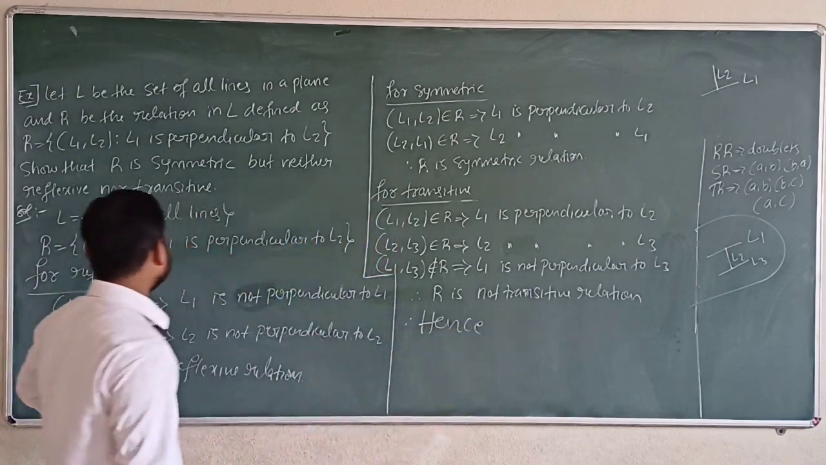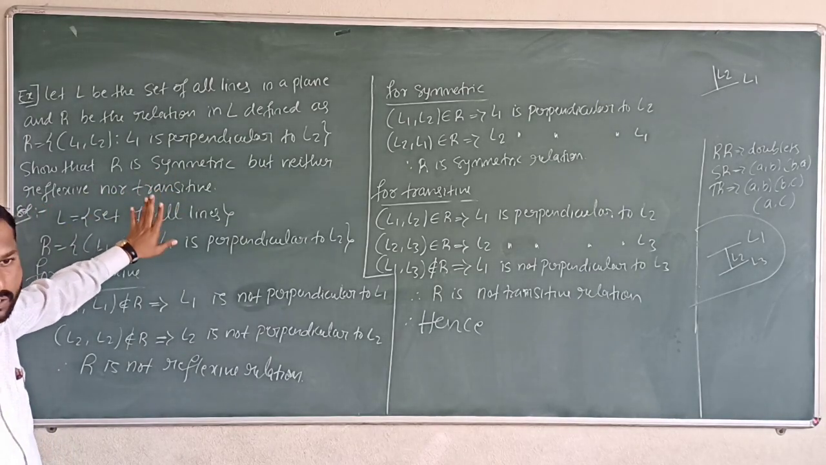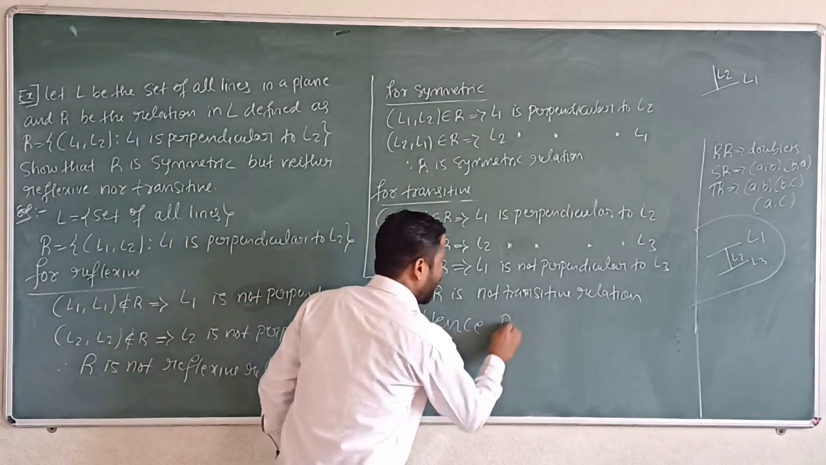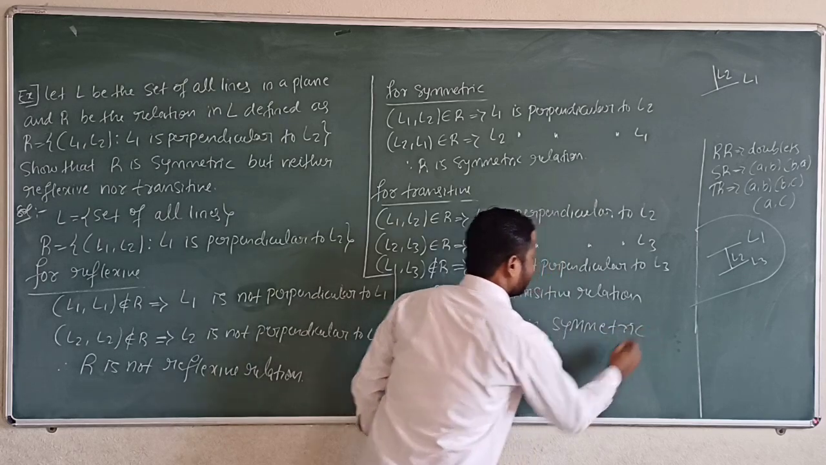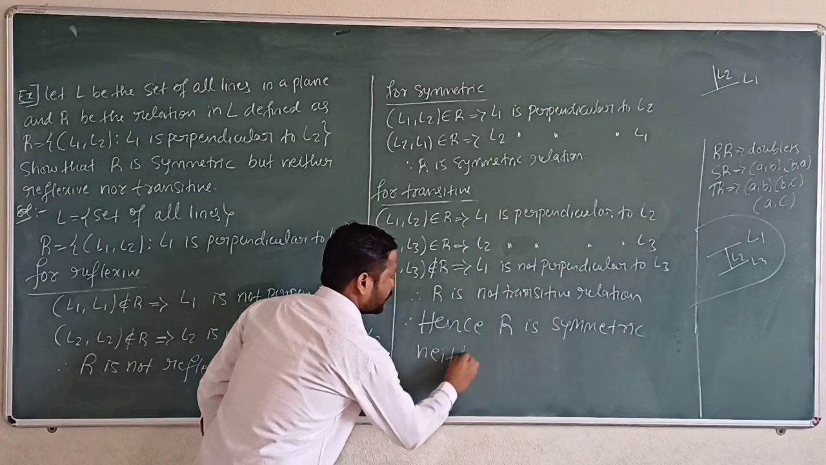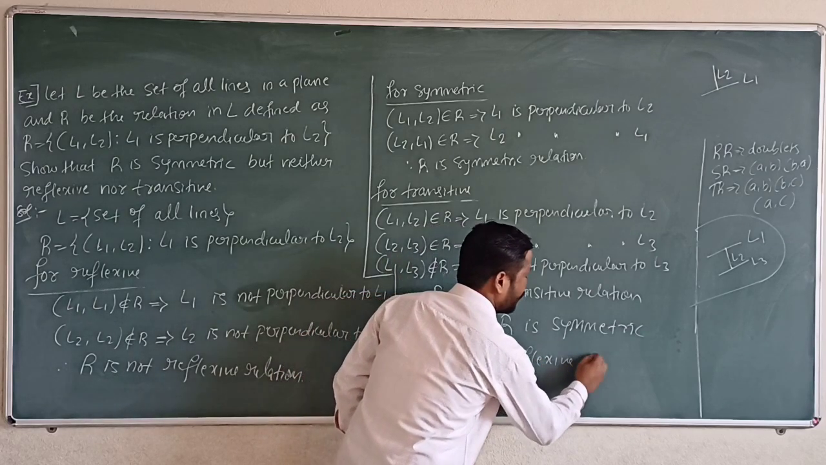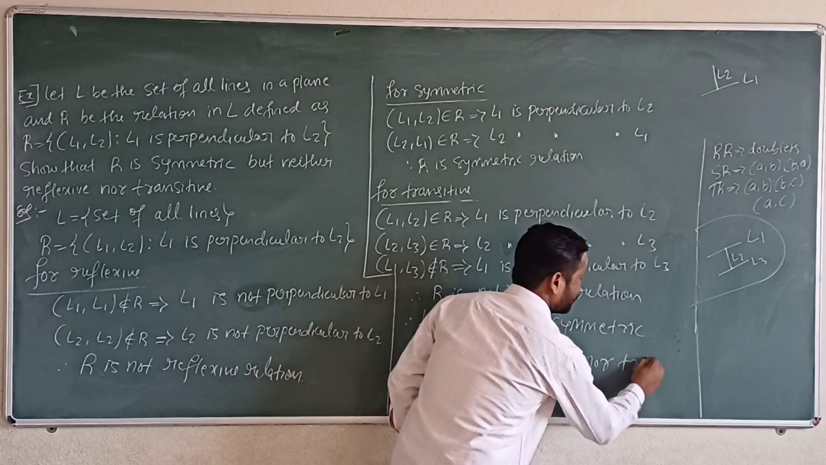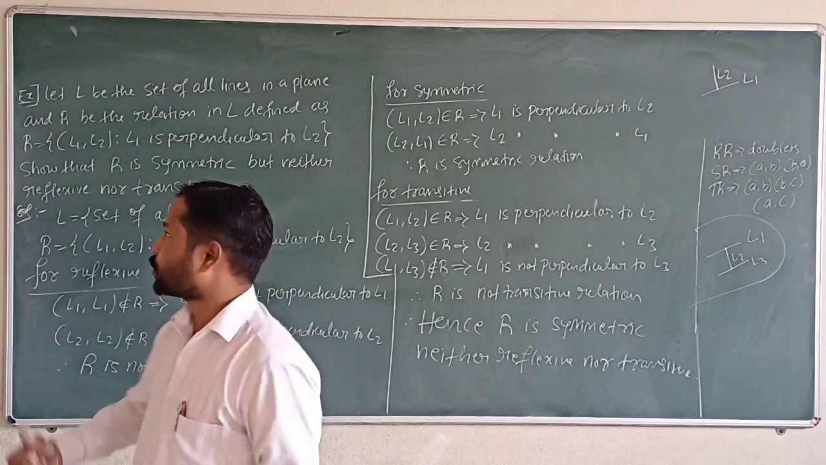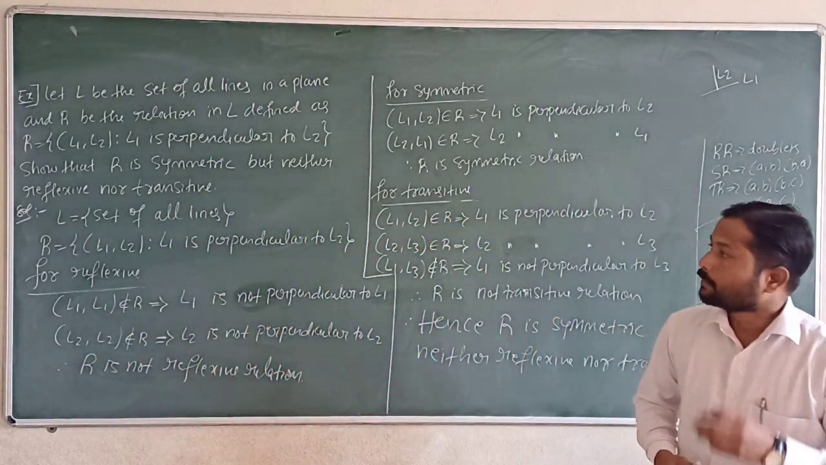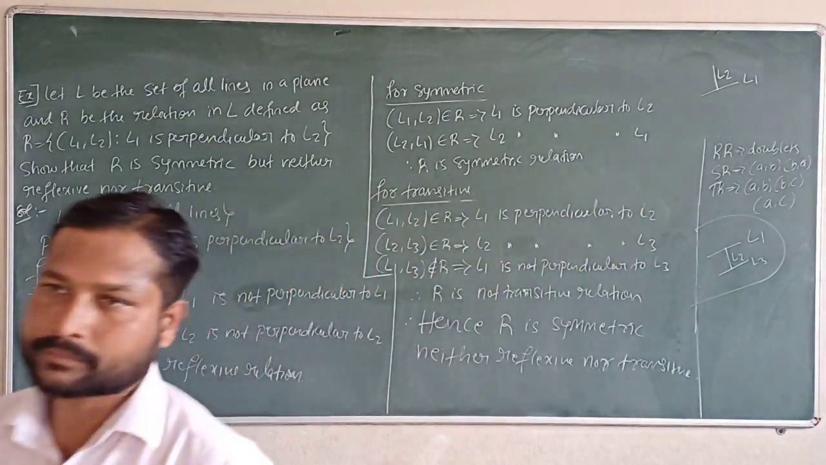So therefore, hence the given relation is symmetric only, but neither reflexive nor transitive. So R is symmetric, neither reflexive nor transitive. Three-marks questions will be related to this; this exact one has not come, but another question like it has been asked in the exam. Okay, right.